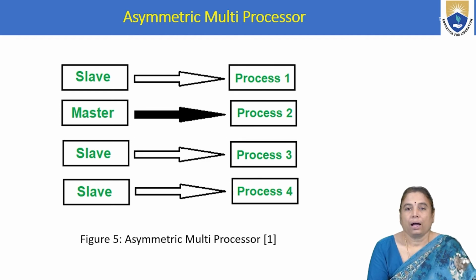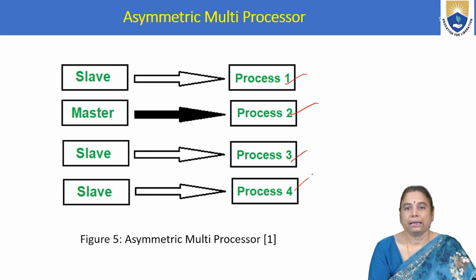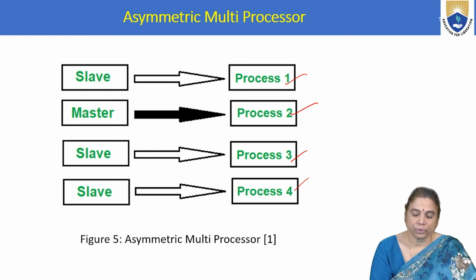So, what is the architecture of the asymmetric multiprocessor? Here this is the master processor. Processor 2 acts as the master processor, and it gives instructions to all other processors. Processors 1, 3, and 4 act as slaves and execute the instructions issued by the master processor, processor 2. So, this is called the asymmetric multiprocessor.